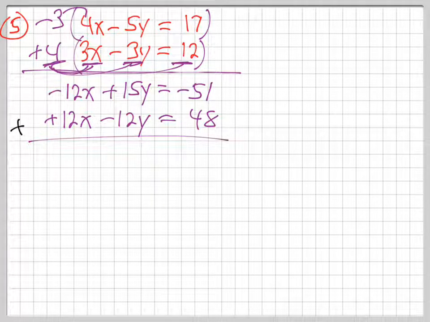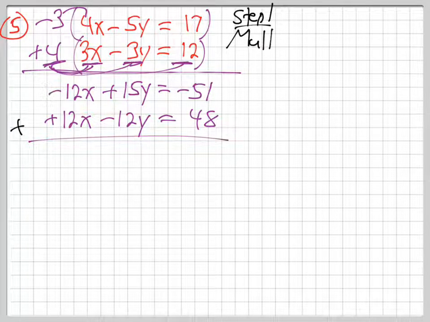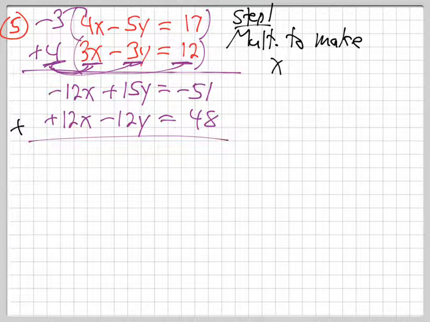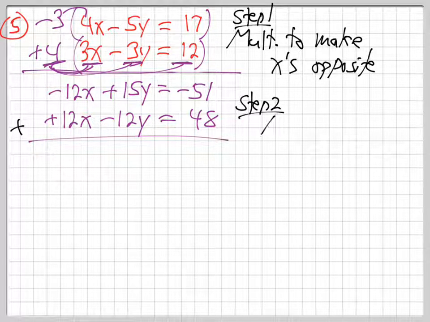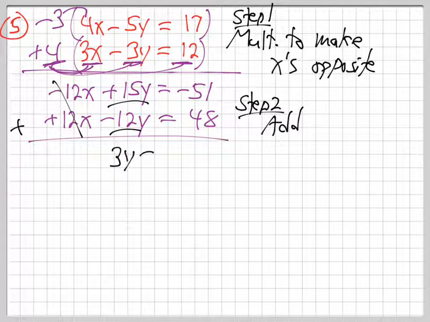So step 1, multiply to make the x's opposite. Could have done the y's, went with the x's. So that's step 1. Step 2, add them. These cancel. 15y minus 12y is 3y. This comes out minus 3: minus 51 plus 48 is minus 3. Finish. Now we have only one letter.